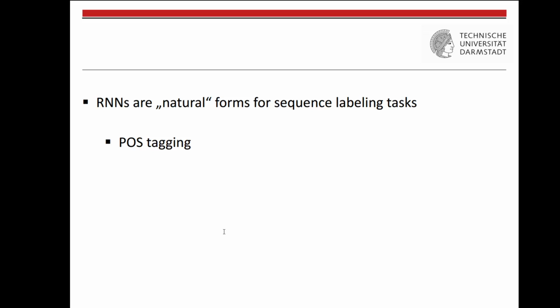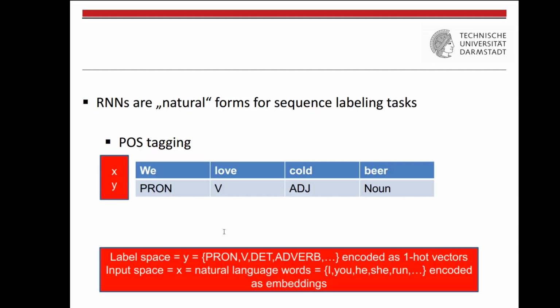So we have said that RNNs are natural for sequence labeling. So what is a sequence labeling task in natural language processing? Well, one of the most popular sequence labeling tasks is POS tagging, where we have the inputs X as a sequence of words, and the labels Y is the corresponding sequence of labels for each word, where the labels are the parts of speech or word classes. So I would be a pronoun, love would be a verb, etc., etc.